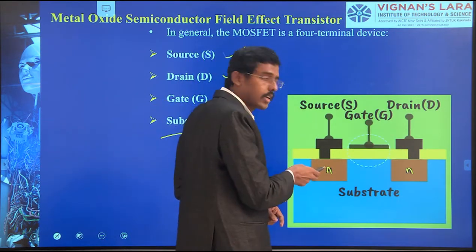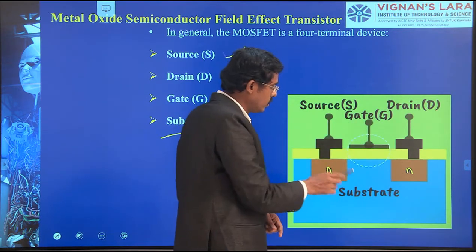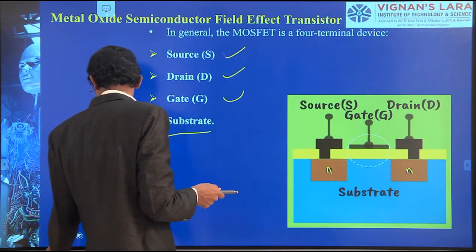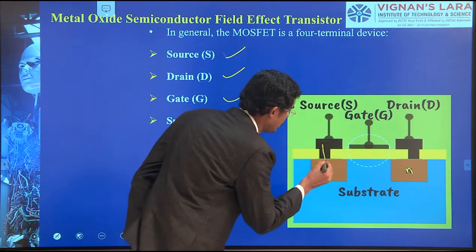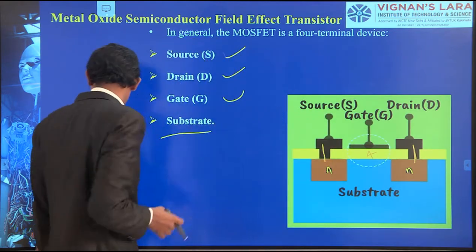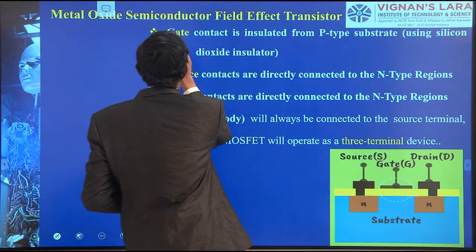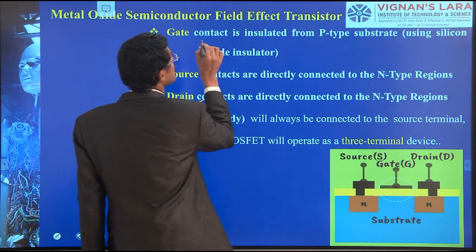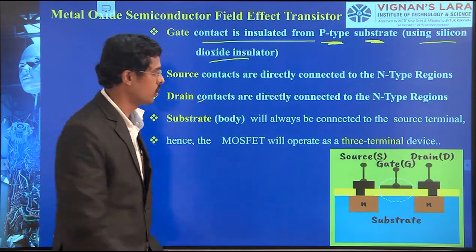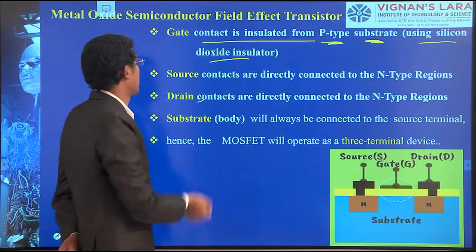So the source is directly connected to N, the drain is directly connected to N, and the gate is not directly connected to the substrate. See, this wire is connected here, we have the connection here, but we do not have the connection there. It is insulated. Please remember. The gate contact is insulated from the P-type substrate using a silicon dioxide insulator. That is what I told you. This is not in contact. Please remember, we will come back to it.